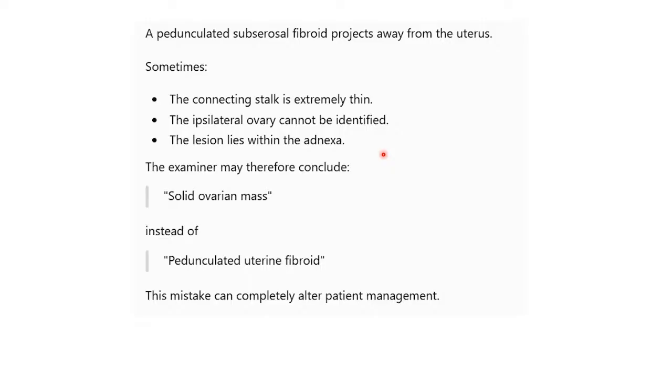So at times the pedunculated fibroid can mask or obscure this ovary which is on its side, and it becomes very difficult to visualize. So the examiner might therefore conclude that it is a solid ovarian mass. Because it's obscured, you can't see it because of the pedunculated fibroid. So you think that the fibroid itself is an ovarian mass instead of a pedunculated uterine fibroid. This mistake can completely alter the patient management. It really alters the management of the patient.